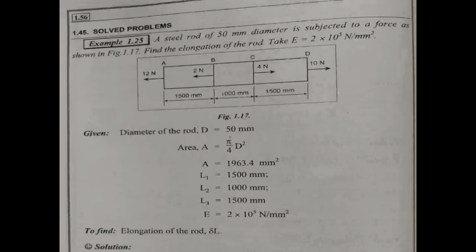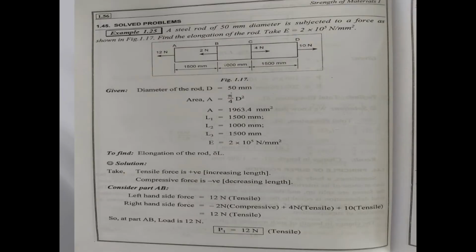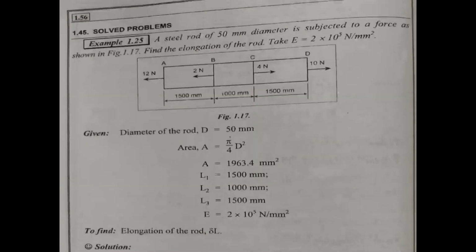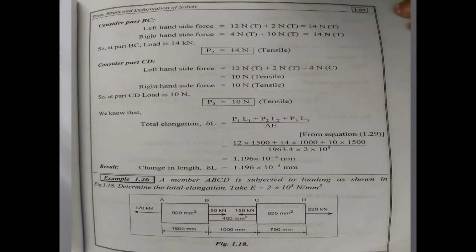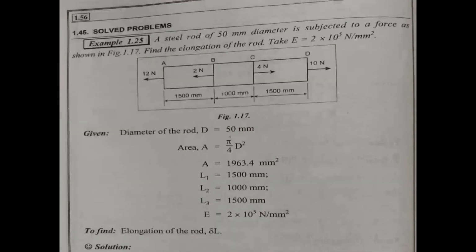Here we have three sections, section AB, section BC and section CD. At section AB there are two loads acting, 12 Newton and 2 Newton. The length of section AB is 1500 mm. Then take section BC. Here two loads are acting, 2 Newton and 4 Newton, and the length is 1000 mm. Then take section CD. The length of that section is 1500 mm. The loads acting are 4 Newton and 10 Newton in section CD.